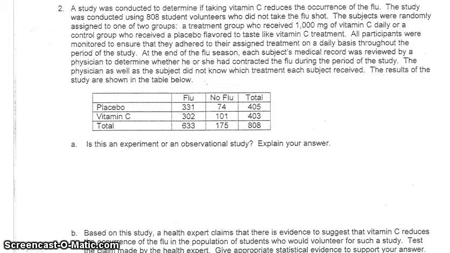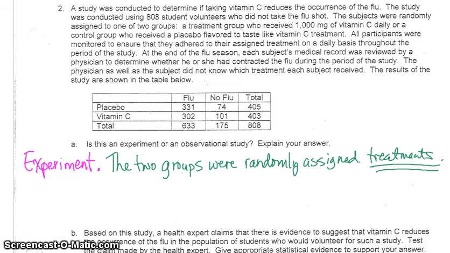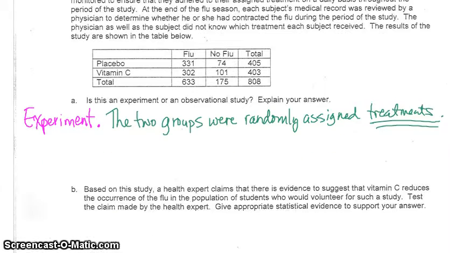Okay, so we're going to read this. Hopefully you're going to read this. And then we want to ask ourselves, is this an experiment or an observational study? Part 1. Then it says, explain your answer. Okay, so think about it and then write your answer. Hopefully you got experiment because the two groups were randomly assigned treatments. All right, if they don't know which treatment and they are subjected to receiving a treatment, that means it's an experiment. Now, let's look at what we're going to do for part 2.